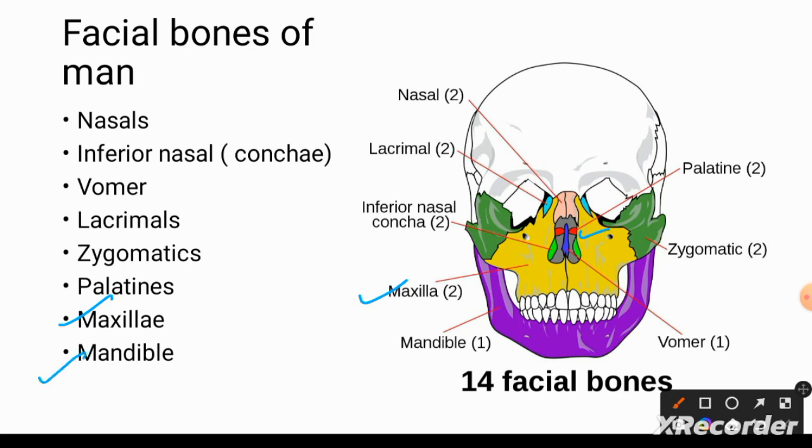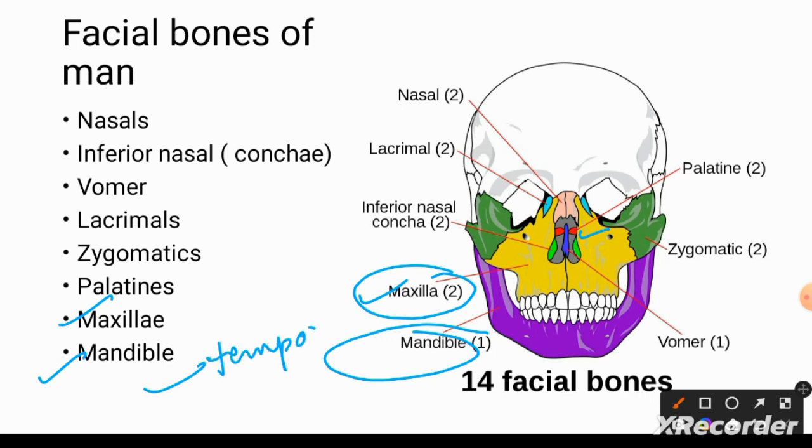Next one is the mandible. The mandible is the largest bone of our face, and the strongest of all bones of the body. It forms the entire lower jaw and bears all the lower jaw teeth and articulates with the temporal bone of the skull. And it is the only bone of the skull that moves.